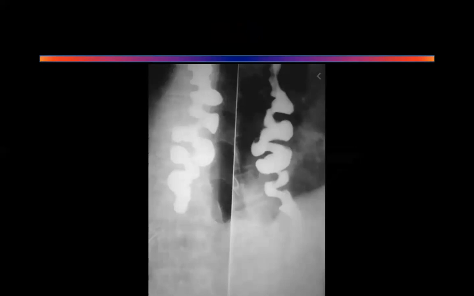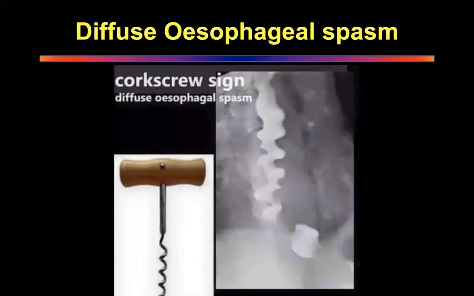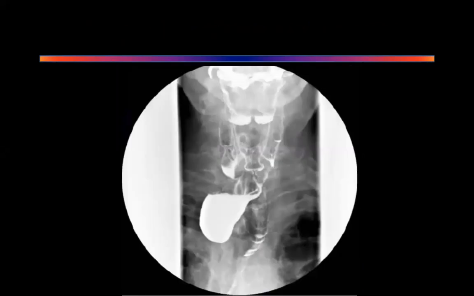Okay, somebody give me a diagnosis. Who said corkscrew? Corkscrew is diffuse esophageal spasm. What is the pathology? Diffuse esophageal spasm. Thank you. Well done. Corkscrew esophagus, diffuse esophageal spasm.